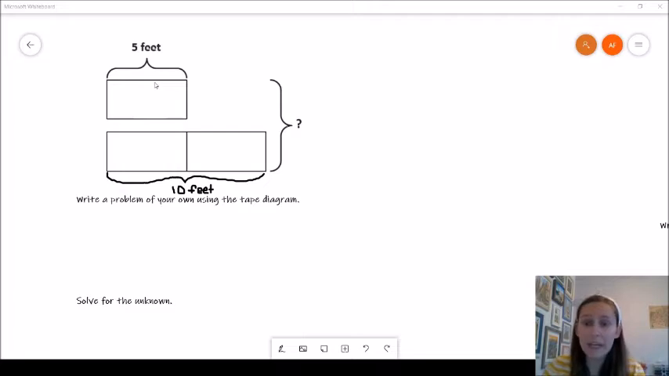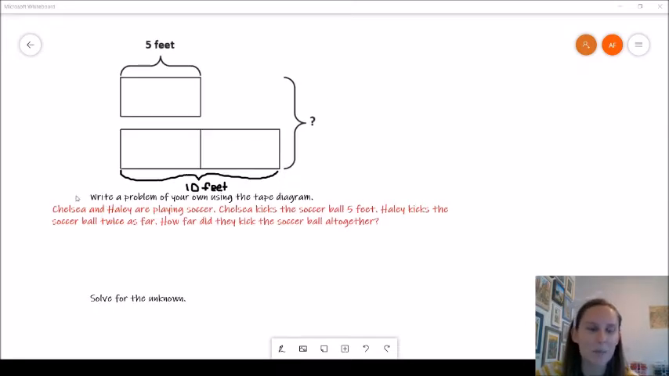Maybe how far we could kick a soccer ball. Let's say that one friend kicks the soccer ball 5 feet. Another friend kicks the soccer ball twice as far. How far do they kick the soccer ball all together? Here is my word problem.